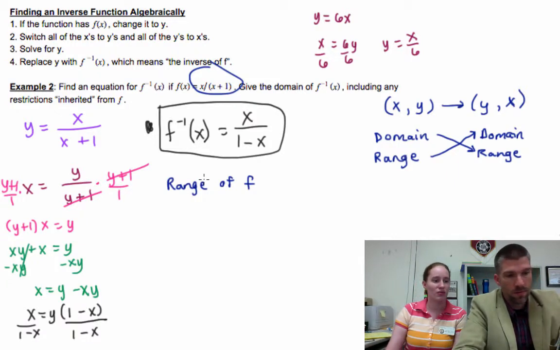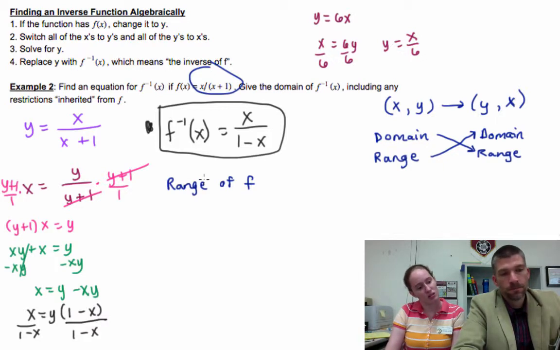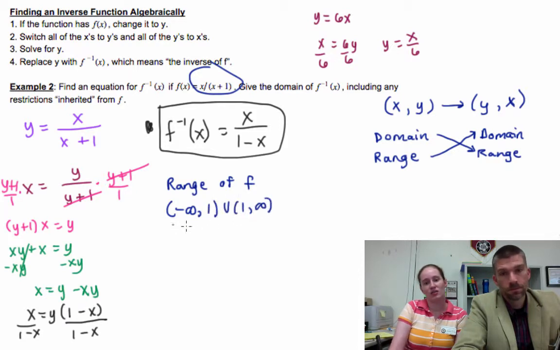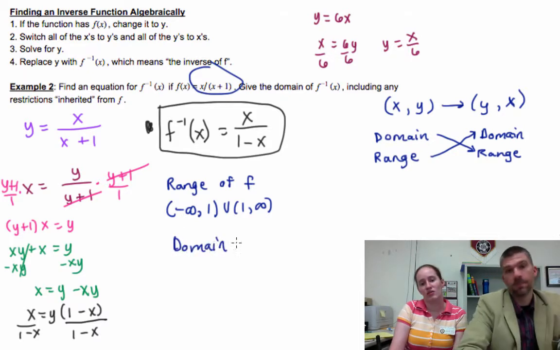Okay. So we're going to look at the range. Original: x over x plus 1. And I guess I do know what the range is. That looks like 1 is our value. Our horizontal asymptote, I believe, is at 1. Yep. And so that means that our range goes from negative infinity to 1, and from 1 to infinity. And so that is what the domain of the inverse will be.